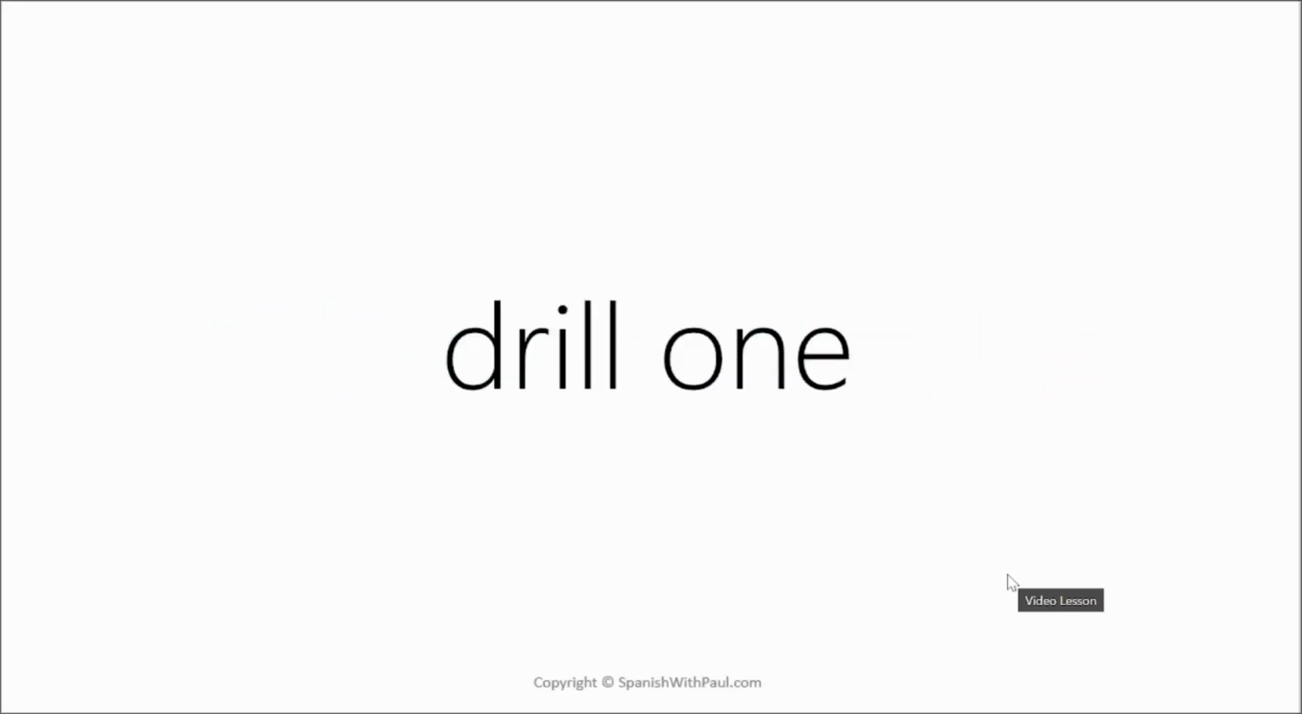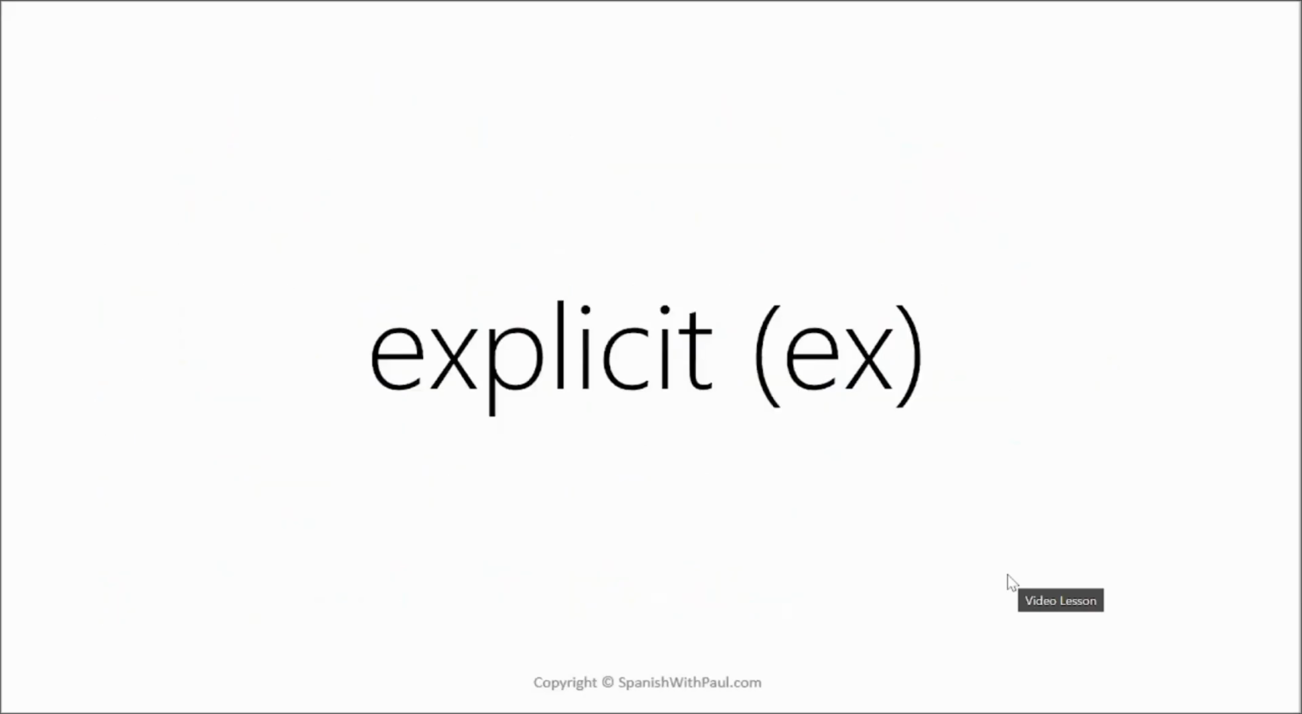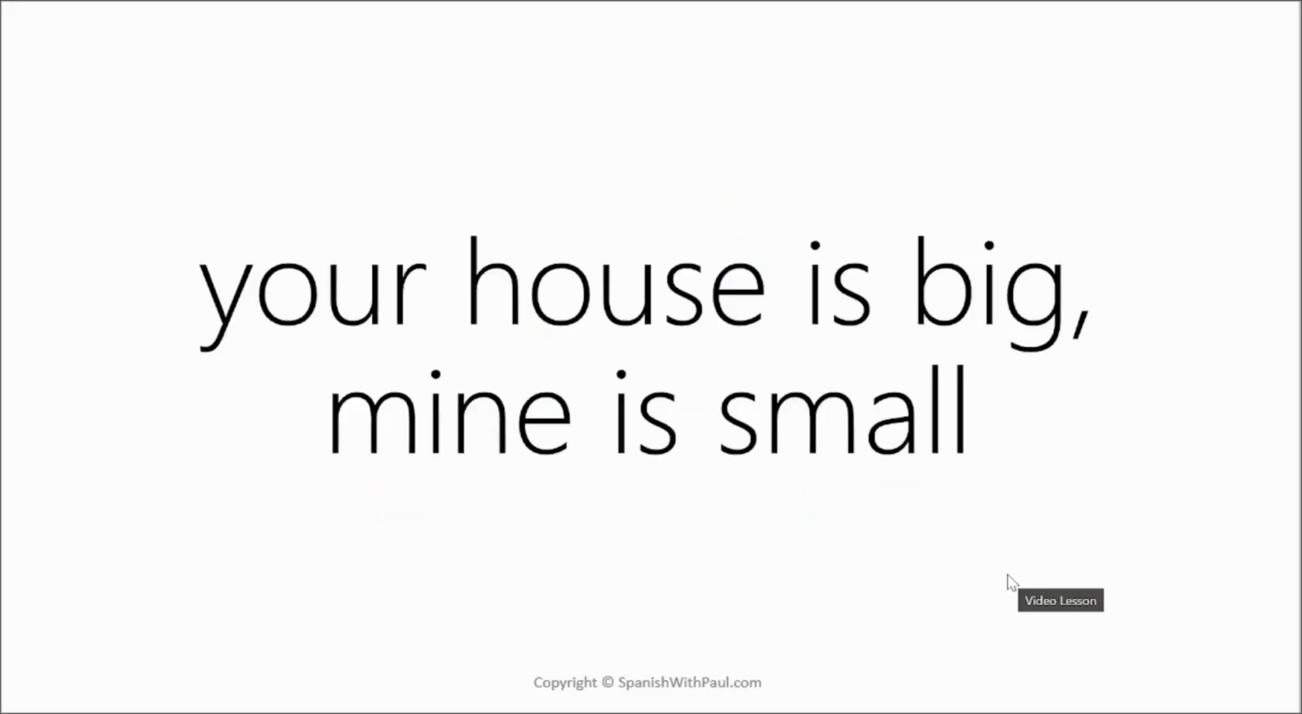Let's run our first drill. We're going to explore using all of these possibilities mixed together. If ever I want you to be explicit about who you are referring to, I'll put brackets with EX. So this is when you will use de él, de ella, de ellos, or de ellas. Let's begin. How would you say, your house is big, mine is small?